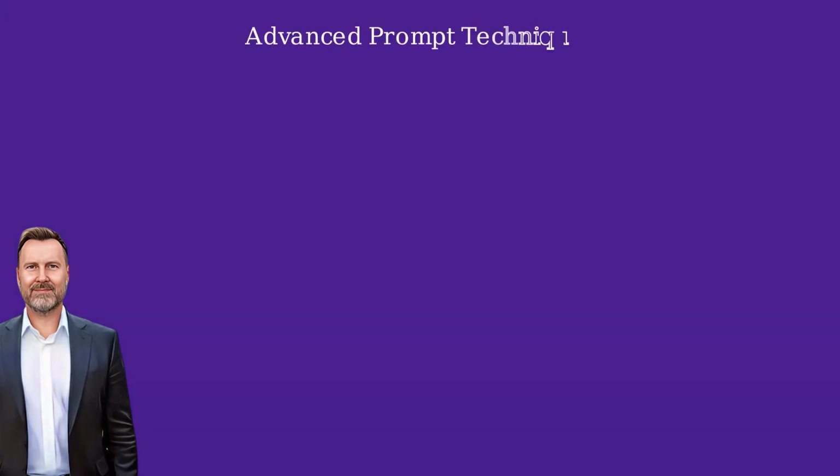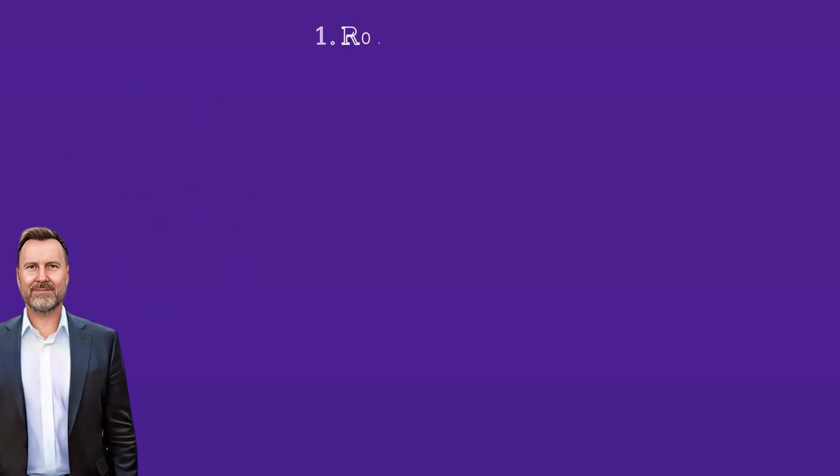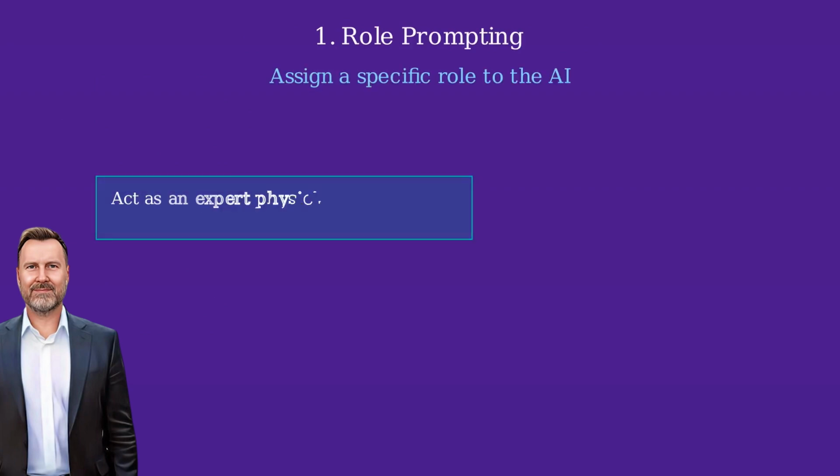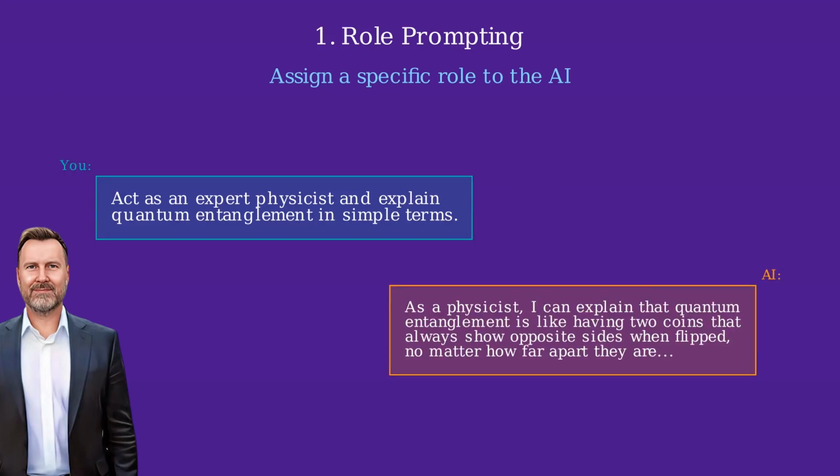Advanced prompt techniques can significantly improve your AI interactions. Let's explore 8 powerful methods. Role prompting is when you assign a specific role to the AI. For example, asking it to act as an expert physicist will produce more authoritative and technically accurate responses.